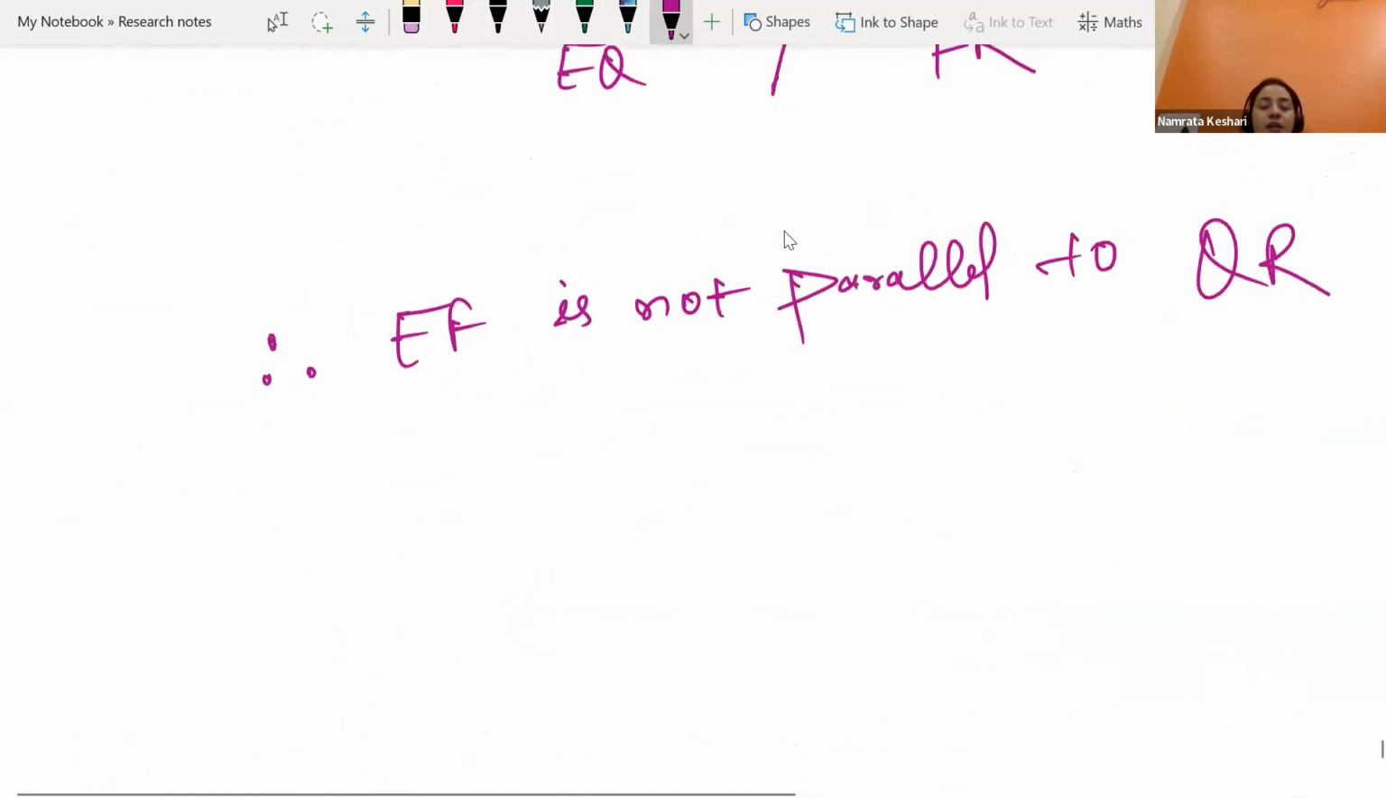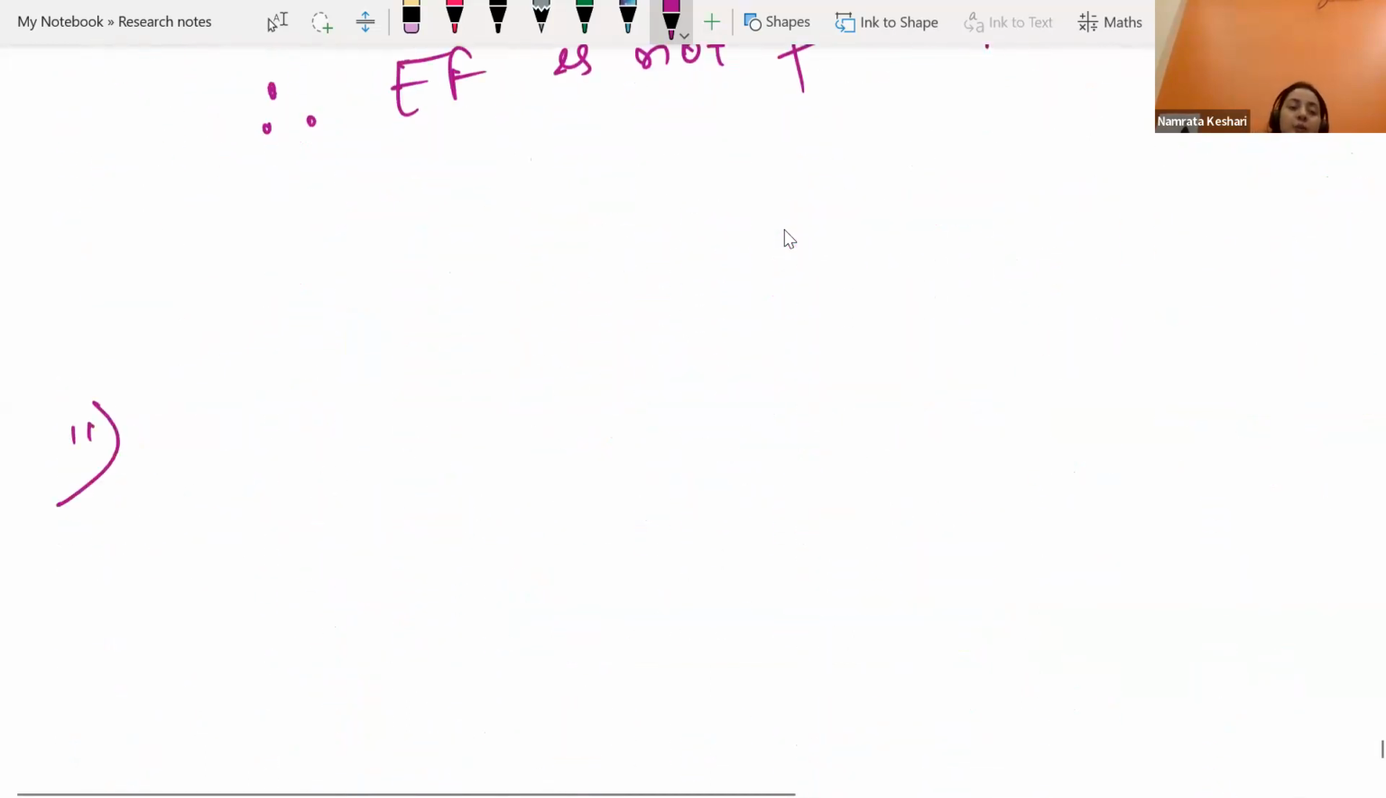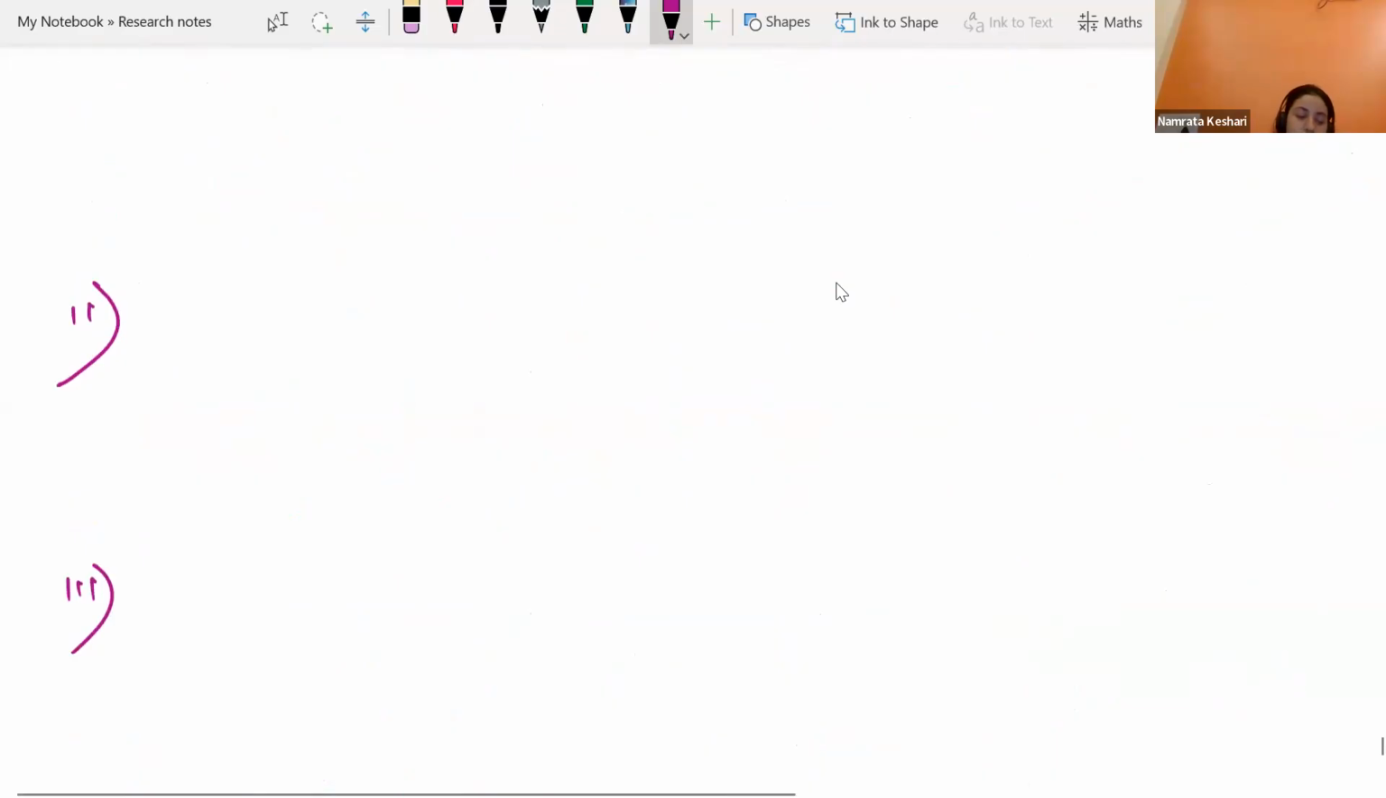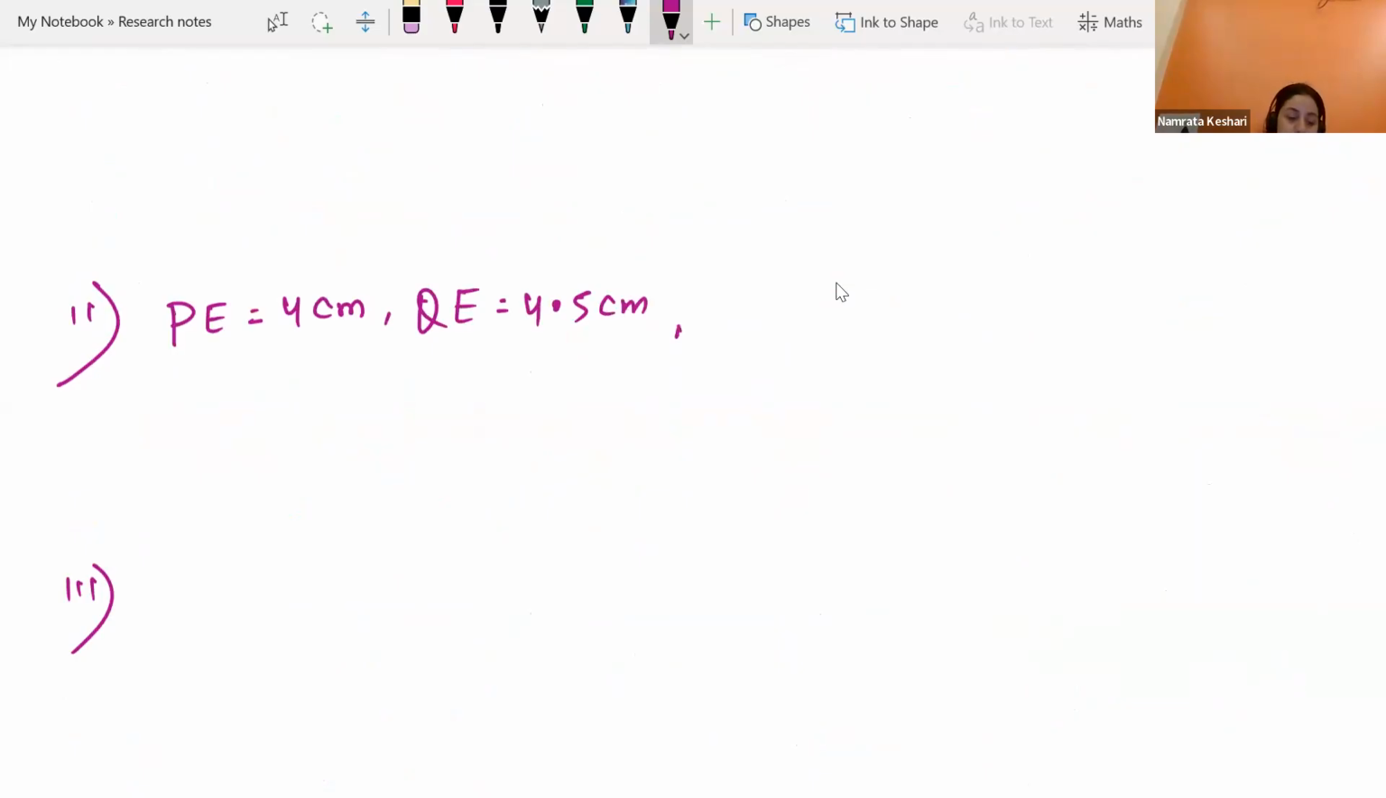Yes. Similarly, part 2 is also there and part 3 is also there. I am writing it quickly. Same triangle PQR, same line EF. Okay, I am writing it over here. This time we are given that PE is 4 centimeters and QE is 4.5 centimeters. Similarly, PF is given as 8 centimeters and RF is given as 9 centimeters.